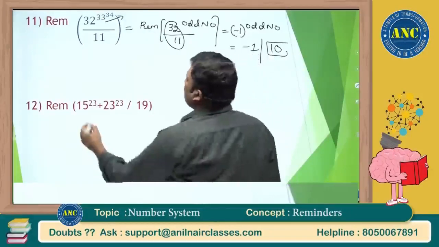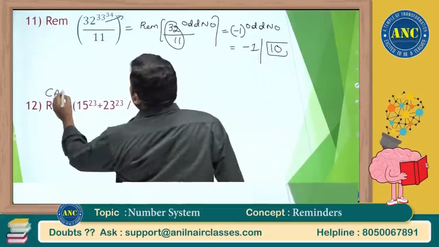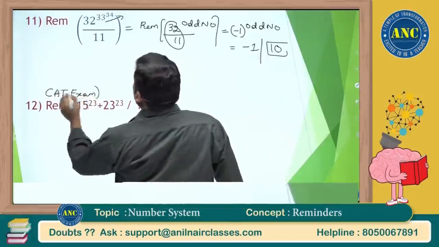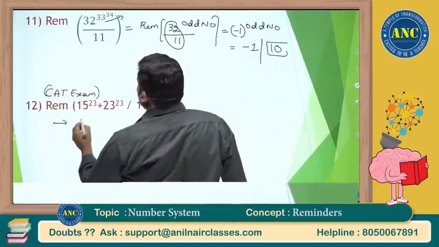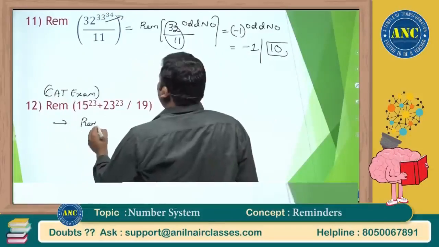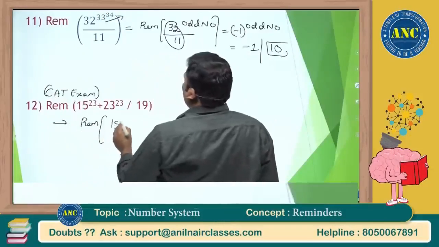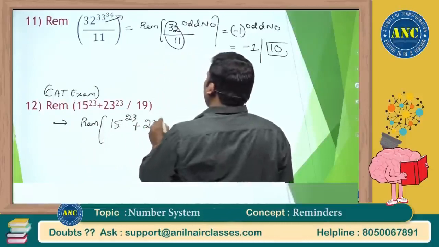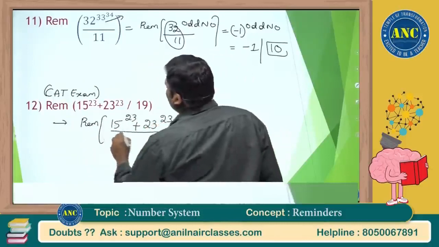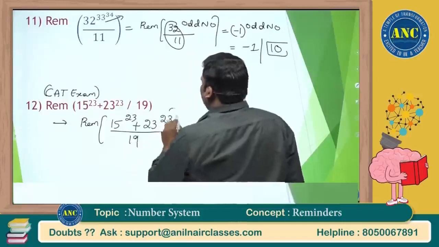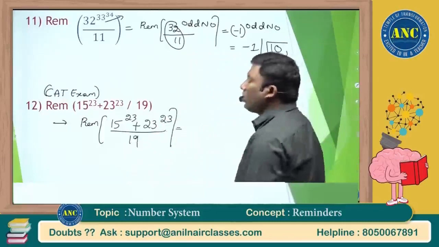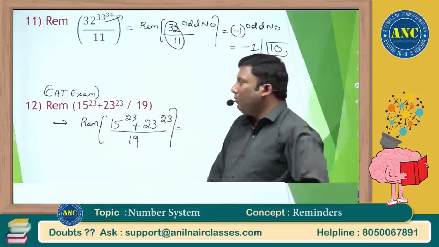The 12th question is a CAT exam model question. Find the remainder of 15 power 23 plus 23 power 23 divided by 19. You can solve these problems in multiple methods.